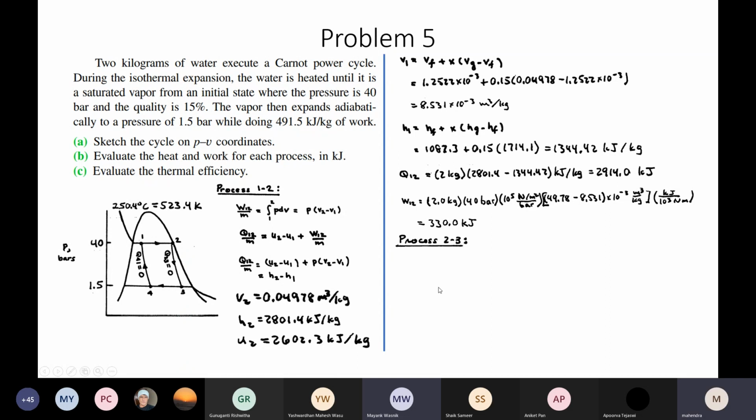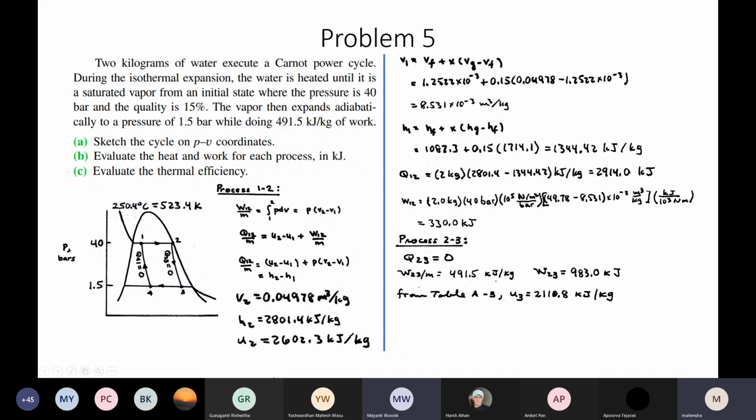Now for process 2-3, since it is an adiabatic process, heat transfer is completely zero. And the work we are extracting over here is given in the problem itself. The specific work has been given, so simply multiply with your mass. That way you have obtained this. Now, at this point, we are getting U3.